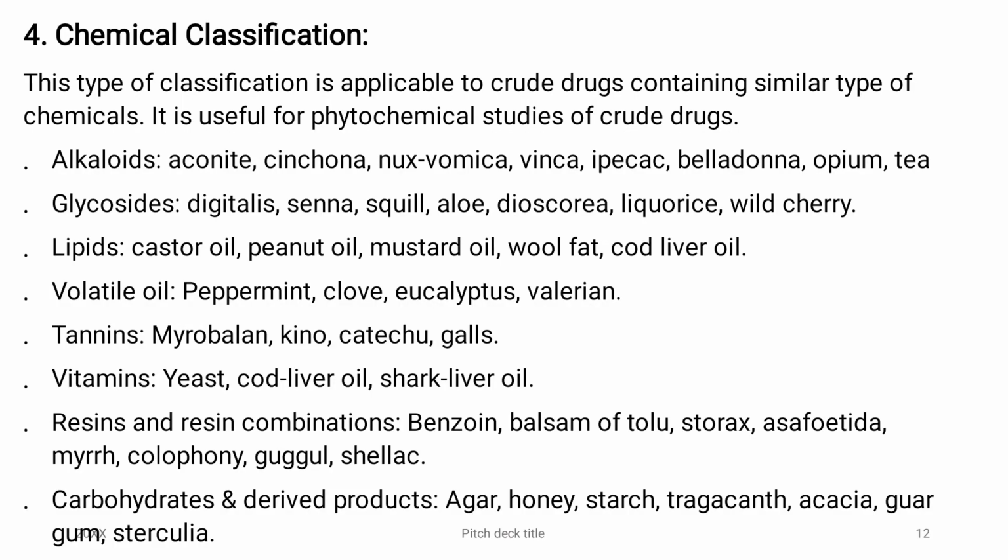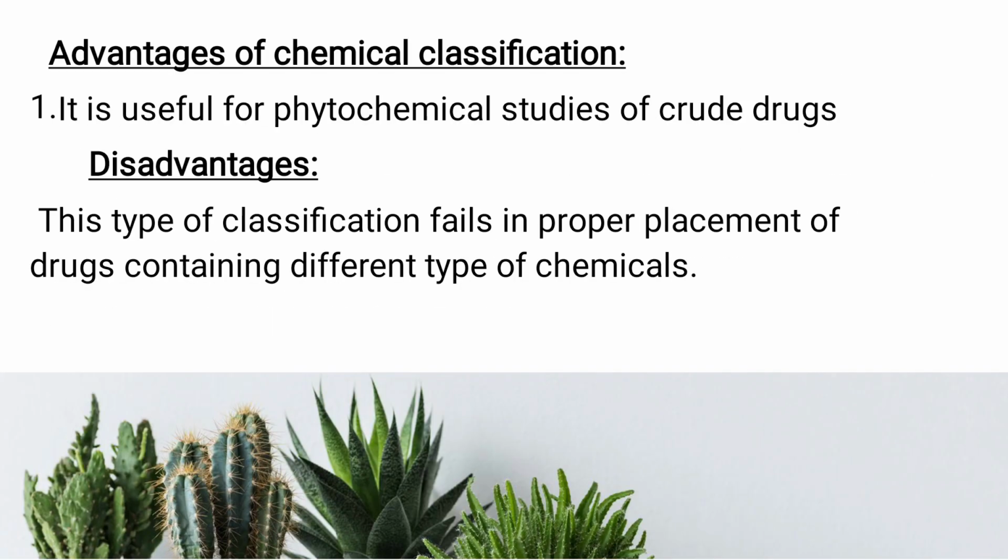Chemical classification. This type of classification is applicable to crude drugs containing similar types of chemicals. It is useful for phytochemical studies of crude drugs. Alkaloids: aconite, cinchona, nux vomica, ipecac, belladonna, opium, tea. Second chemical class is glycosides. Third one is lipids. Next, volatile oils, tannins, vitamins. Resins and resin combinations are also there. And the last one is carbohydrates and derivative products. Each class has its own examples.